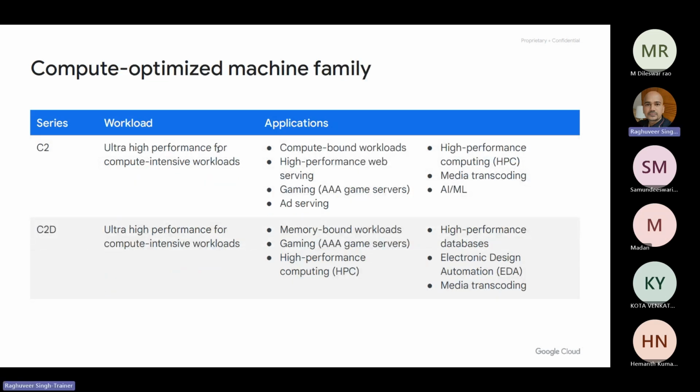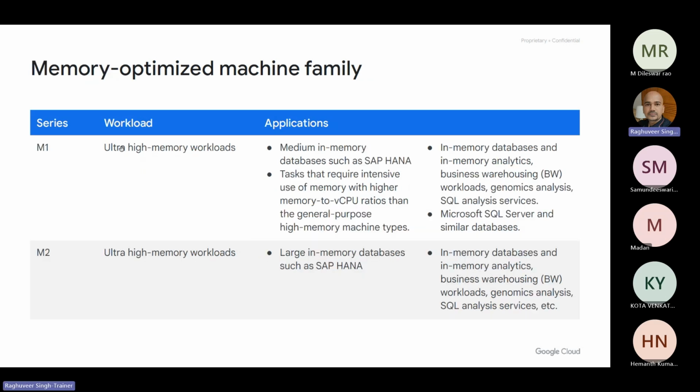Similarly, we have compute optimized. You can see there is the C2 series, ultra high performance for compute intensive workloads. And you can put media transcoding, AI applications, gaming here. M series is memory optimized. You can in fact run SAP HANA, which is an in-memory database, here. So it says medium in-memory databases such as SAP HANA, tasks that require intensive use of memory with higher memory to CPU ratio. That's memory optimized. Examples are N1 and M1, M2.